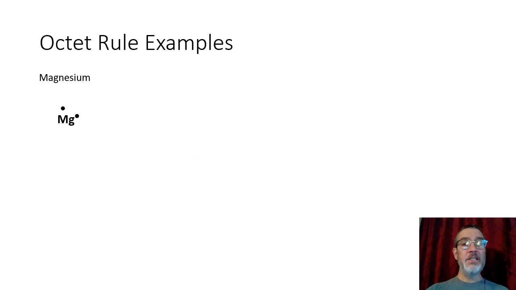If we take a look at magnesium, magnesium also is a metal. It has 2 electrons. It could either gain 6 or lose the 2. Since it's a metal, it's going to tend to lose the electrons.